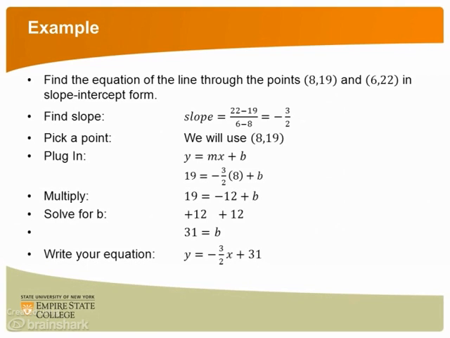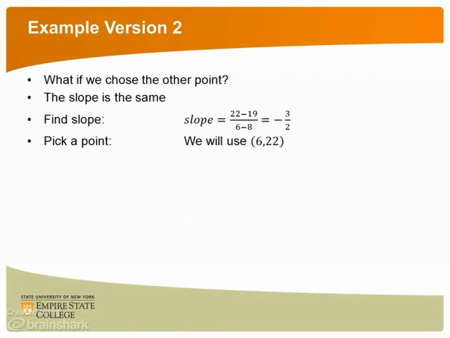Since we want the equation of any point on our line, we plug the slope and y-intercept into m and b respectively. So our equation is y equals negative 3/2 x plus 31. What if we chose the other point? Well, the slope is exactly the same, and this time we select the point (6, 22).